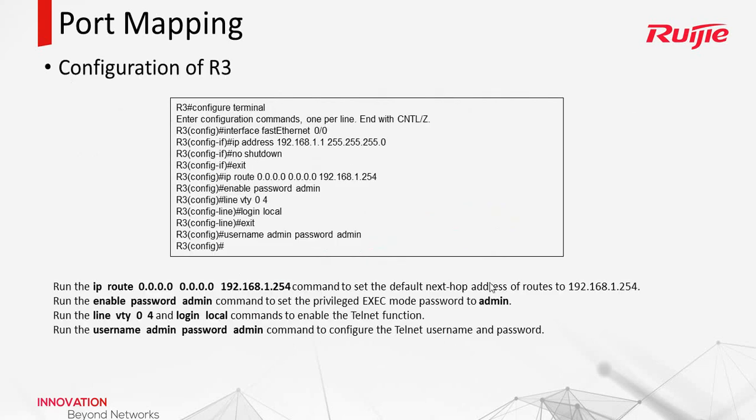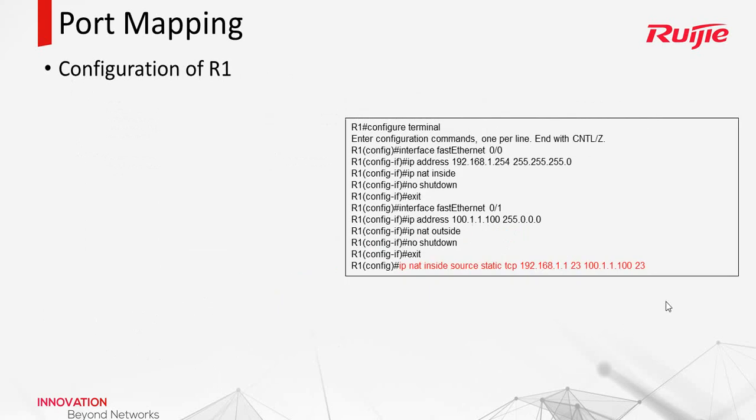So before that, we need to enable the telnet function. We configure the default route for Router 1 and enable the telnet function. Then for NAT, this time we use ip nat inside source static. Because we provide a telnet service, we use the TCP protocol. Then the local address and local port, pay attention, global address, global port.